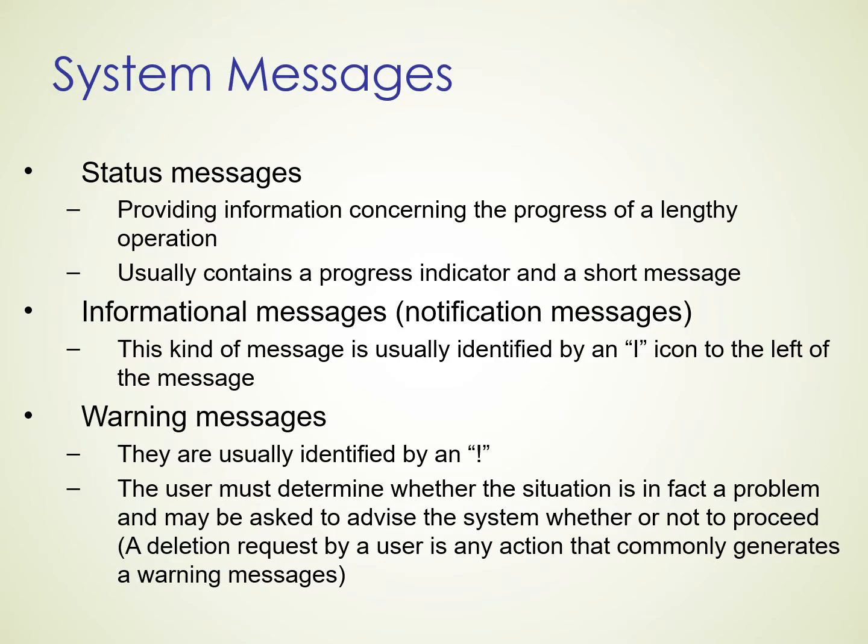Then coming to system messages. Under system messages, firstly you have the status message, which provides information about the progress of some operation. Just to give you an example, when you're downloading a file or something, the progress of the download is indicated to you. This is usually a status message, meaning it gives the status or the progress of any particular operation. Then you have your informational or notification message. These are messages that give you a notification, usually represented by a small I icon to the left of the message. It gives you information about the particular operation at hand.